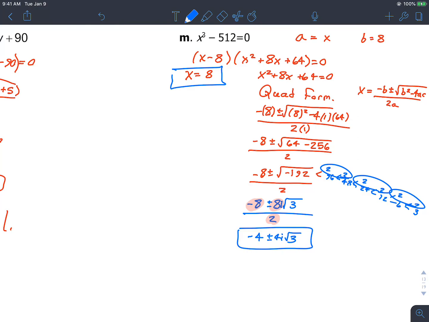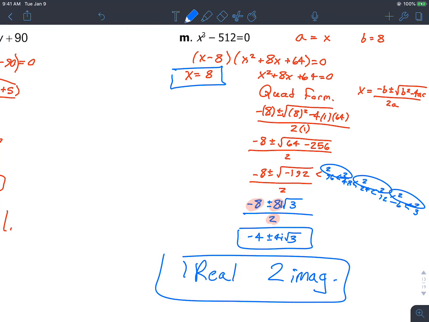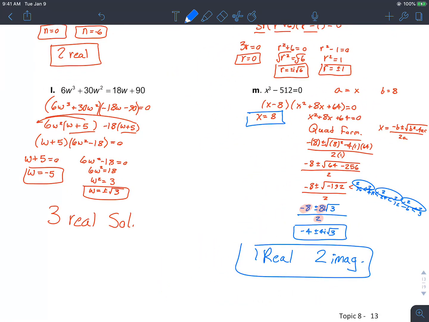So this has 1 real and 2 imaginary solutions, since you had the i. And you'll be expected to do that once or twice on this test and get those imaginary solutions just like that. So be ready to go for those. But otherwise, that is it for today.